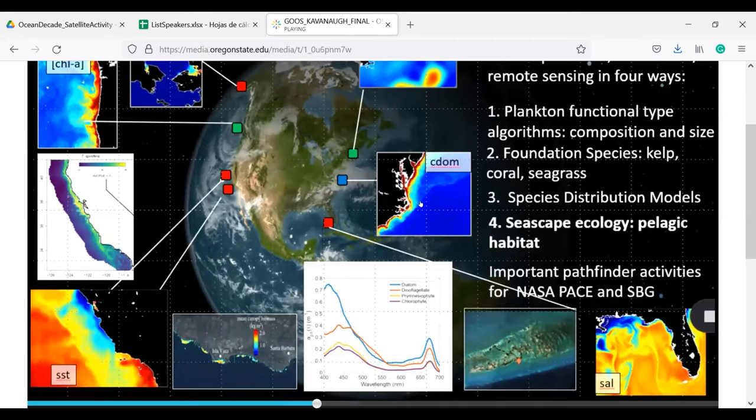We use multivariate satellite data as inputs to species distribution models, and these include commercially important fish species, but also important keystone species like krill. Finally, we utilize multivariate and multi-sensor information in a seascape ecology biogeographic framework in order to assess changes in the extent, quality, and occupation of pelagic habitat. I should say all of these are important pathfinder activities for the next generation of hyperspectral missions, including those on NASA's PACE and Surface Biology and Geology missions.